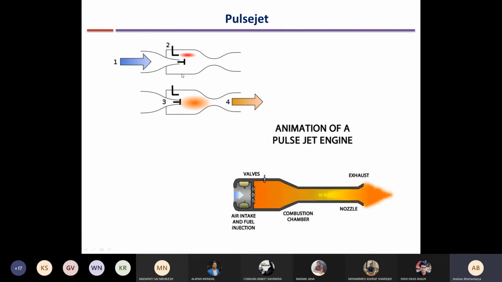Sometimes they use U-shaped pipes so that the air can only go in one direction, but there are no valves. So these are being studied again nowadays, but not used anywhere yet. So these are the different types of engines.